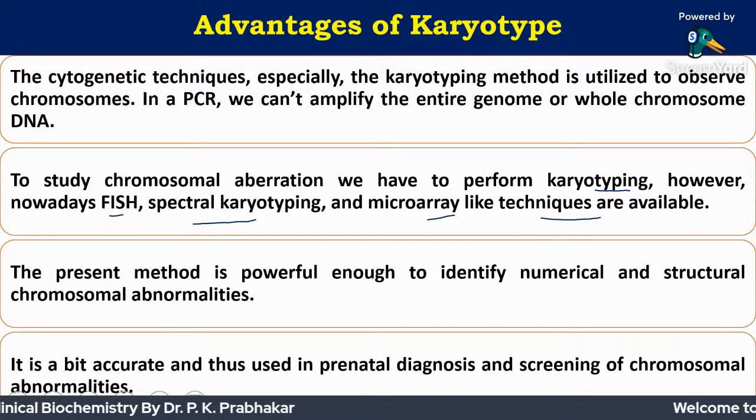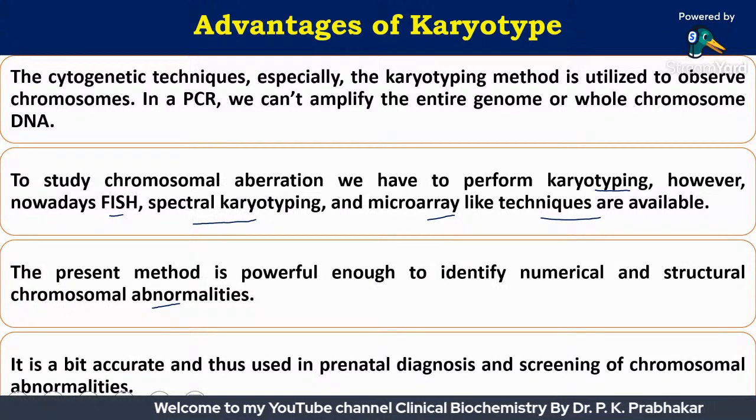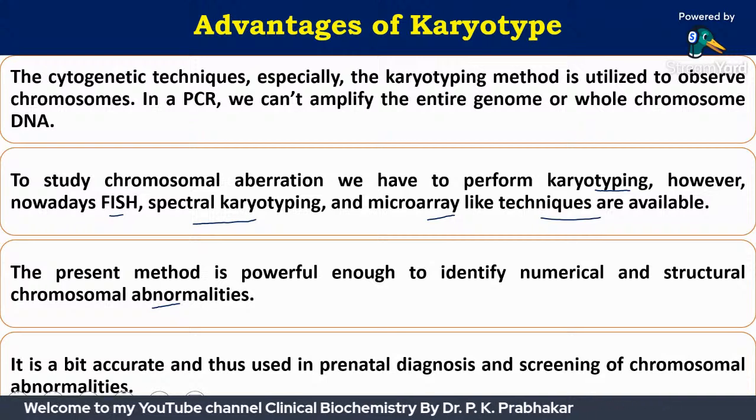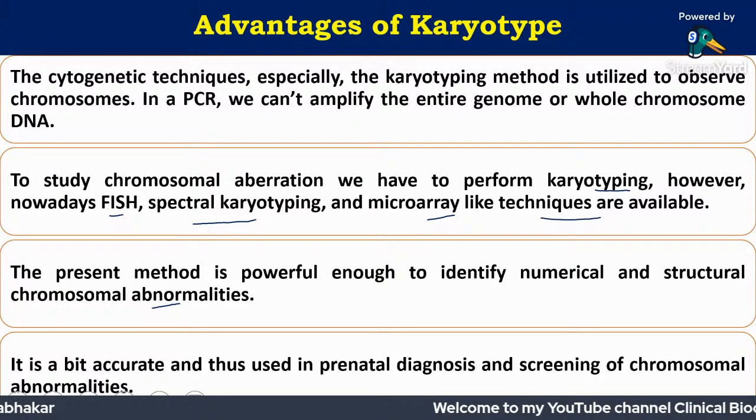The present method is powerful enough to identify numerical and structural chromosomal abnormalities. So it gives us any kind of aneuploidy or any kind of structural translocation or deletion in the chromosomes. It is quite accurate and thus used for prenatal diagnosis and screening of chromosomal abnormalities. So these are certain advantages.